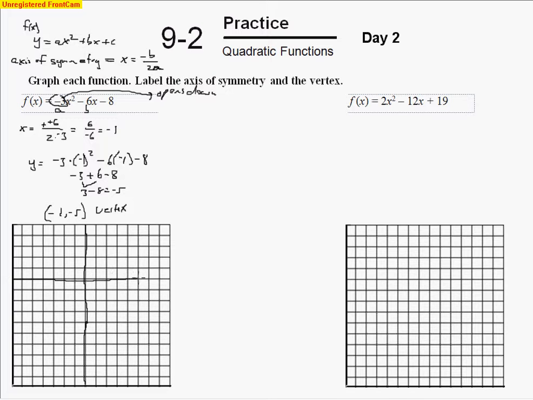So that's the maximum value. Over 1 to the left, up 5: 1, 2, 3, 4, 5. Yes, I did it right. So there it is. Now I can use the parent graph.